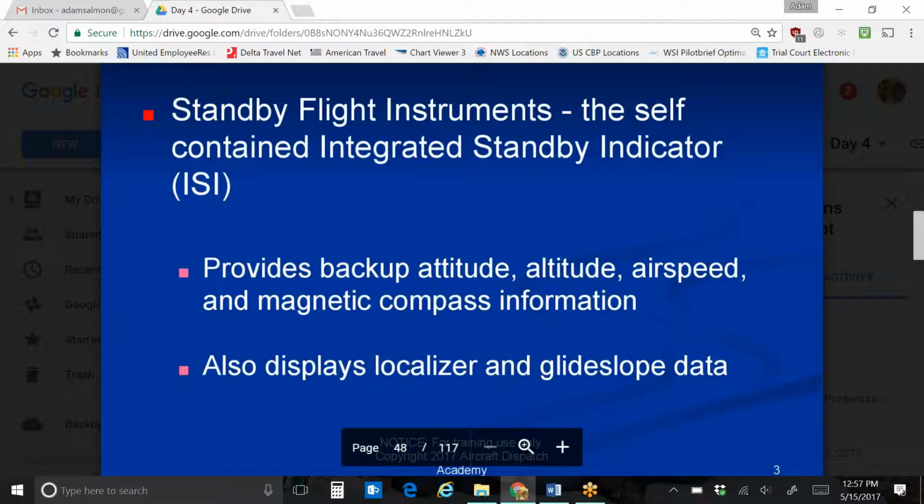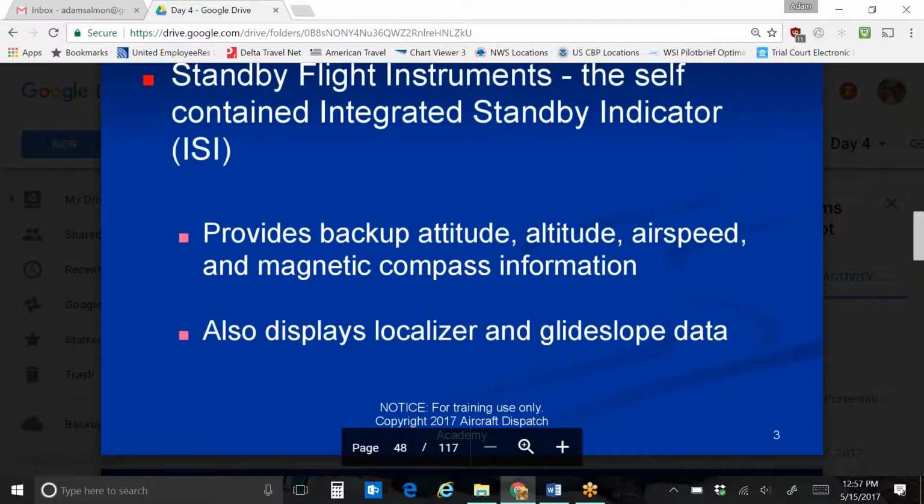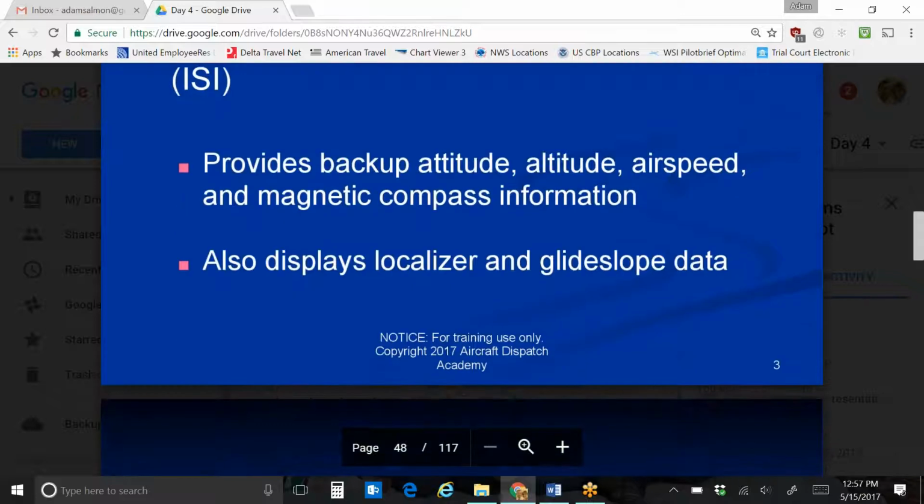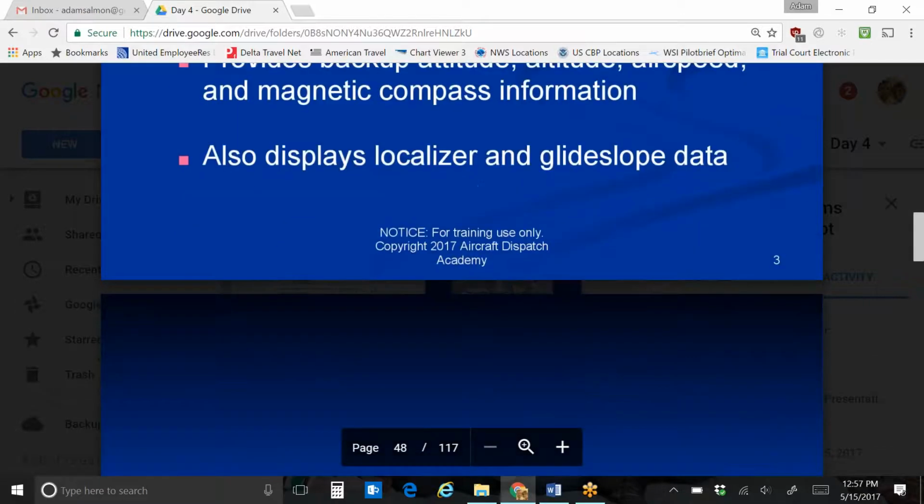The ISI, the Integrated Standby Indicator, provides backup attitude, altitude, airspeed, and magnetic compass information. Also displays localizer and glide slope data.